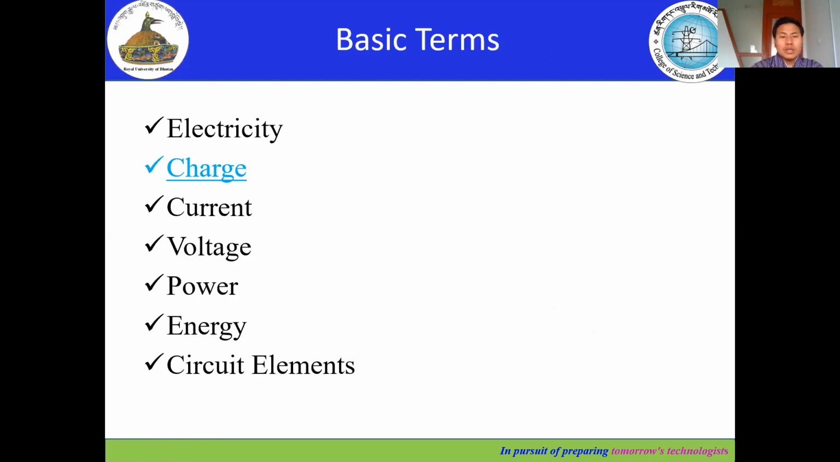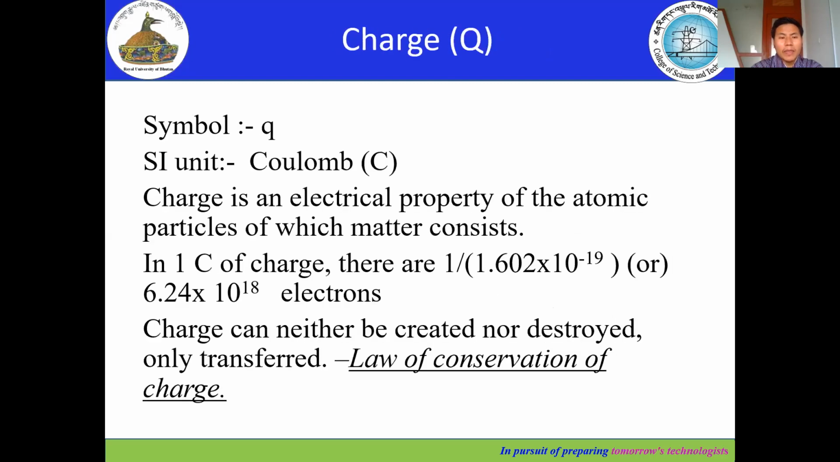The second terminology is charge. Charge is represented by the symbol Q. The SI unit of charge is coulomb. Charge is an electrical property of the atomic particles of which matter consists. You can have either positive charge or negative charge. The positive charge we call a proton, and the negative charge we call an electron.